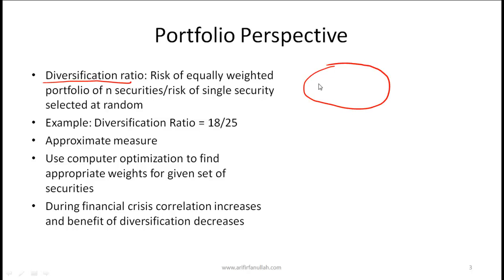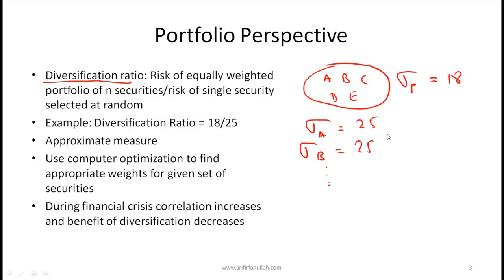Let's say that in your portfolio, again, you have 5 stocks A, B, C, D, and E. So this is your overall portfolio. Let's say that the standard deviation of the returns of this portfolio is equal to 18, and let's say for simplicity that the standard deviation of each individual stock in this portfolio is 25. So standard deviation of A is 25, standard deviation of B is 25, and so on. So the diversification ratio would be 18, which is the standard deviation of the overall portfolio, divided by the standard deviation of any one of these stocks picked at random, which is 25.